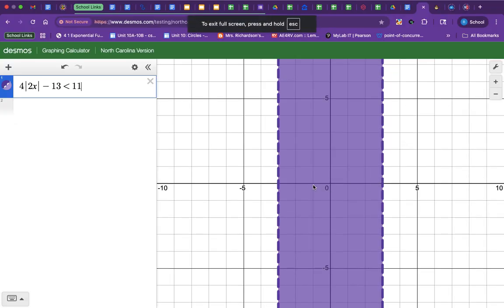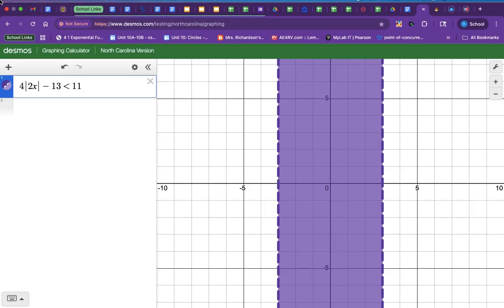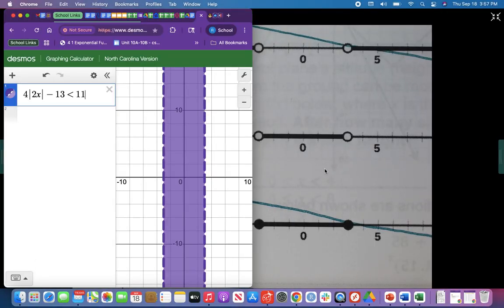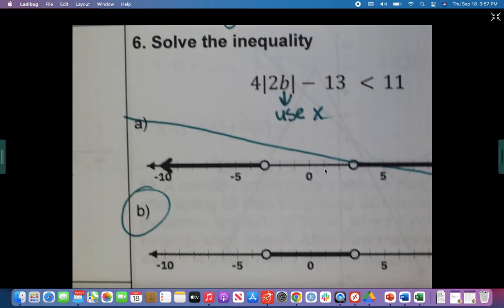So -1, 2, 3 and +1, 2, 3. So yep, that one is my answer. So number 6 is B.